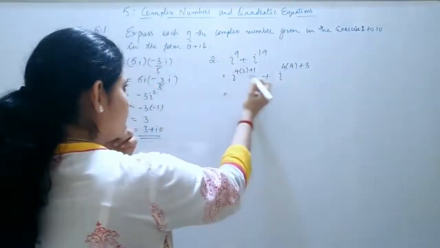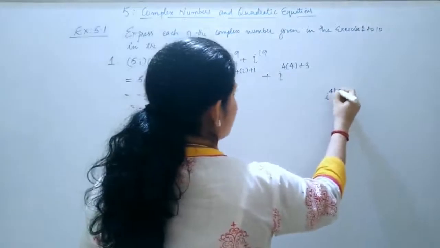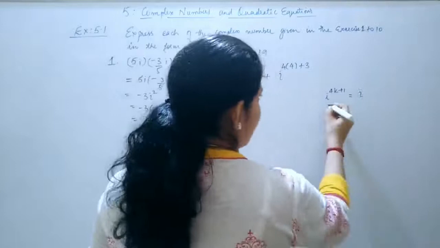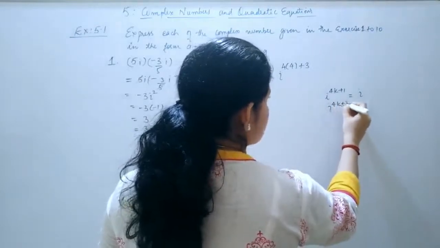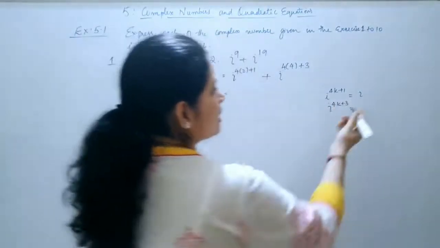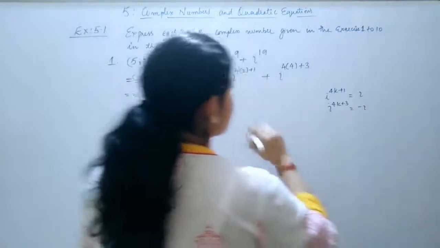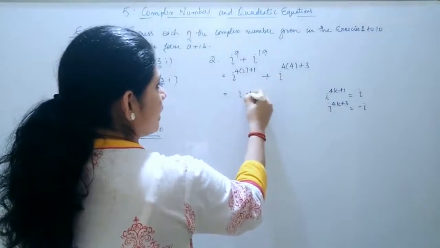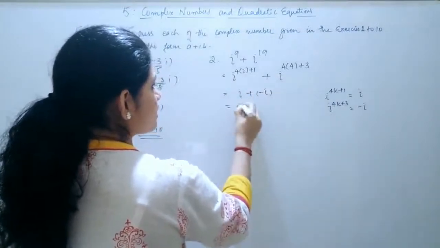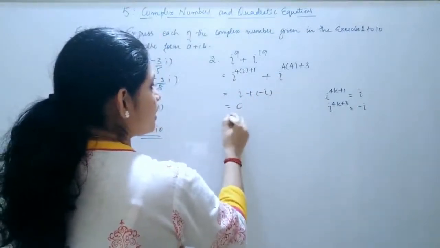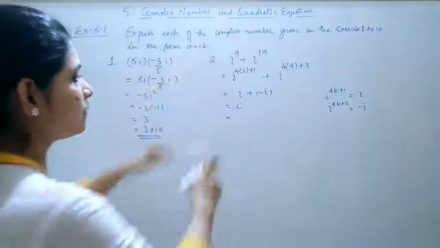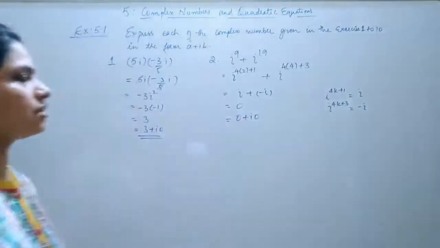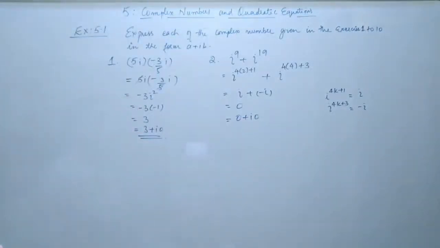Now if it is i raised to 4k plus 1, this will give you i. And if it is i raised to 4k plus 3, where k can be any integer, you will get minus i. So we just replace this value as i and this as minus i, so that you will get 0. But you cannot stop here, since you need to represent the answer in the form a plus ib. So rewrite your 0 as 0 plus i0.